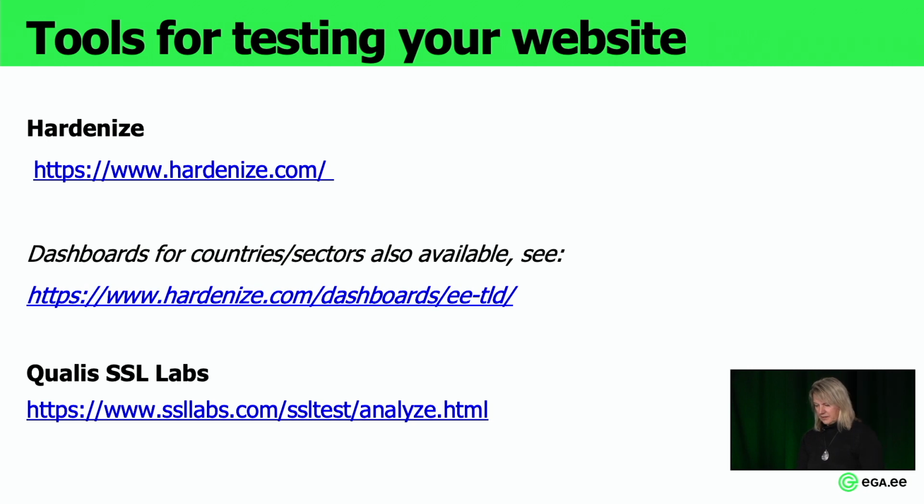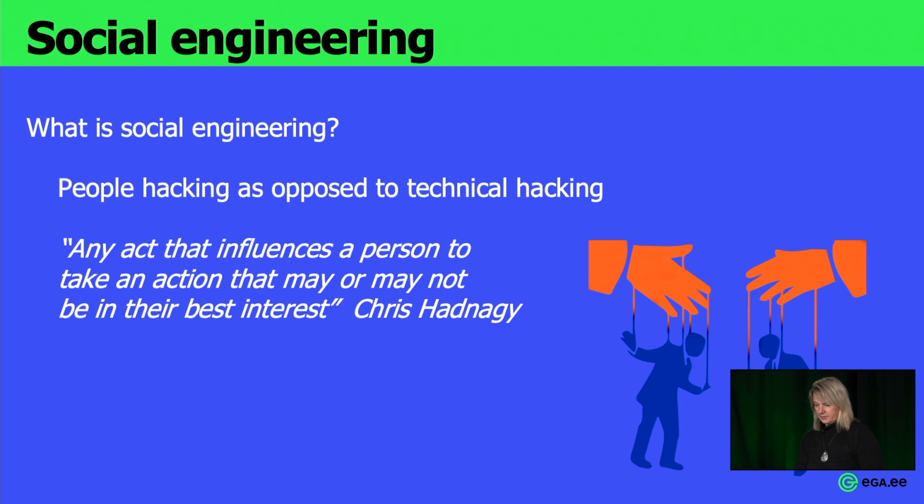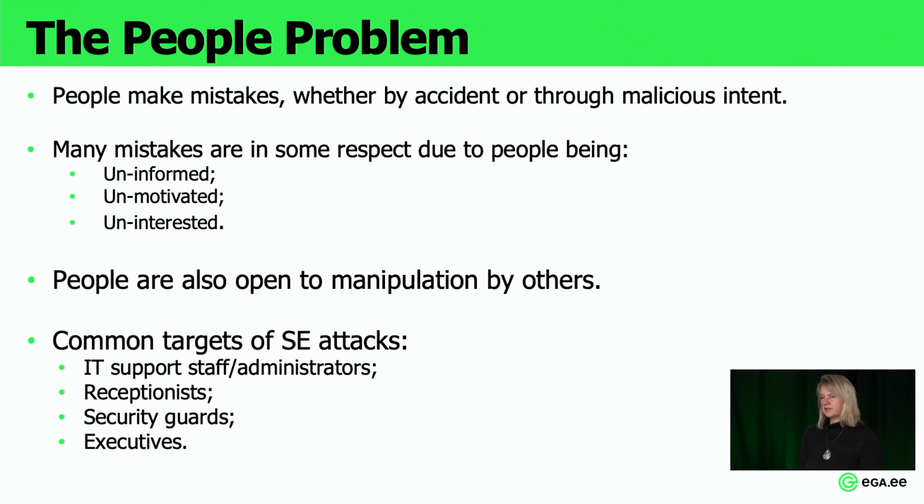Well, let's go now to the next topic. Let's talk about social engineering. What does social engineering mean? It means that people are hacked as opposed to technical hacking. So here the target is to manipulate people, not really the devices. So social engineering is actually a people problem.